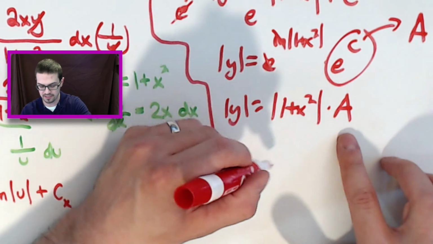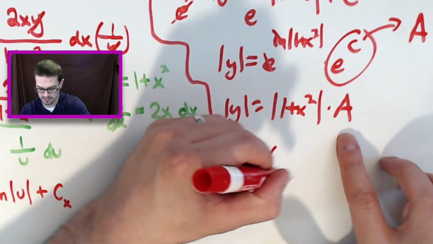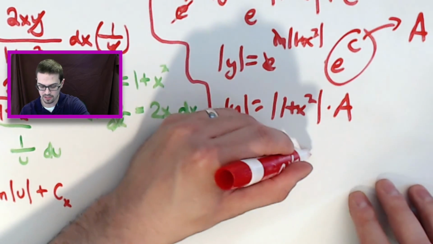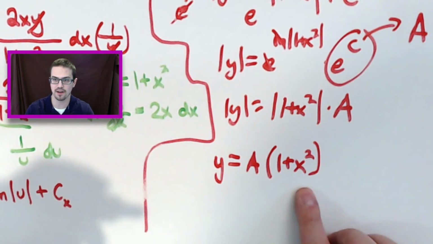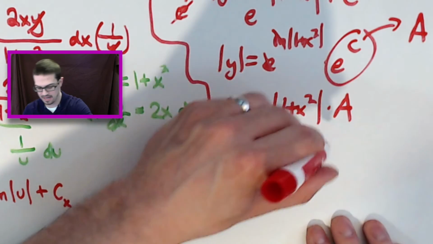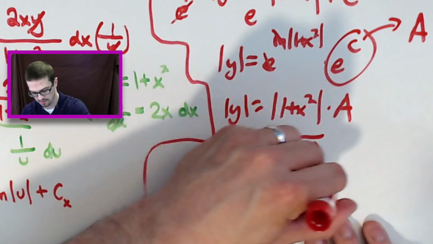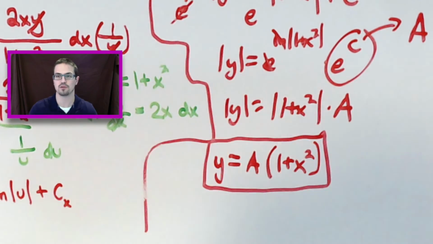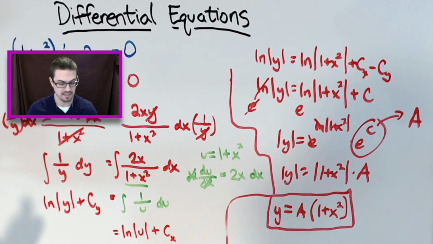So what I'm just going to do is move this a to the front and then just get rid of the absolute value. So it's going to be 1 plus x squared times this a right here. And that ends up being the solution to this differential equation. So that's solving a semi-complicated differential equation that's first order and separable. If you have any questions about anything in this video, let me know.